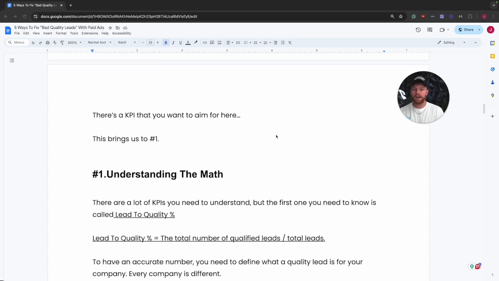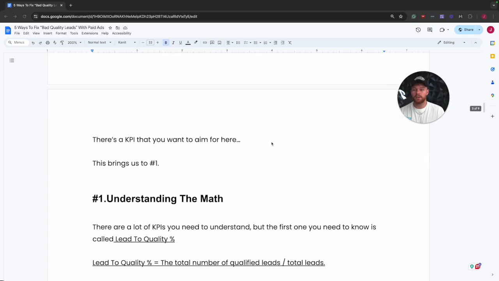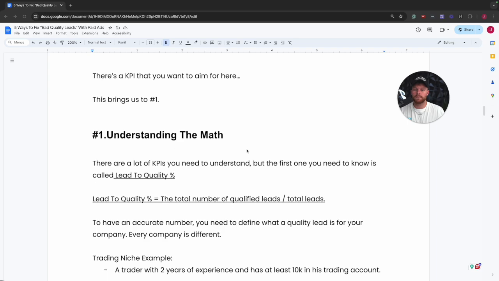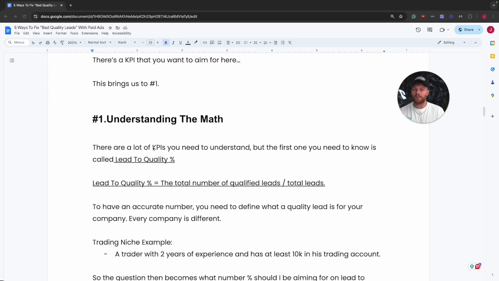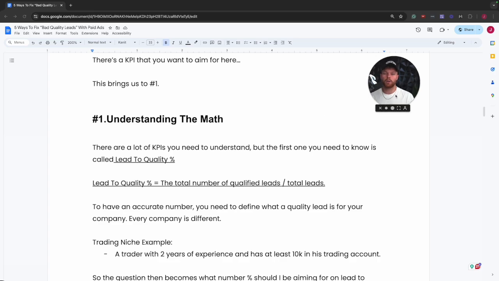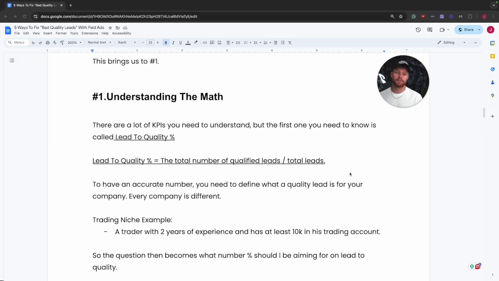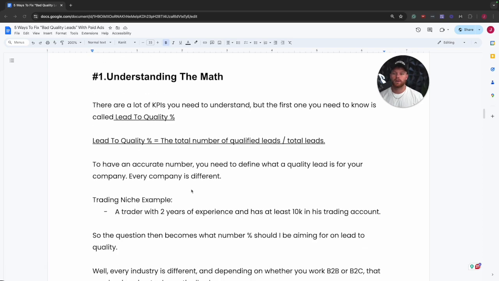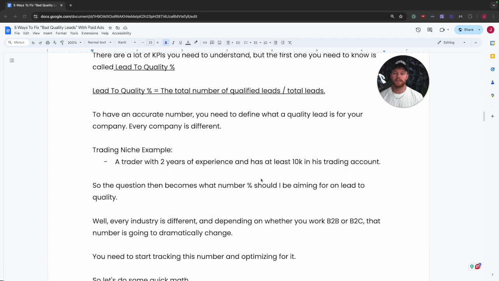So there's a KPI that you want to essentially aim for, which brings us into number one, which is understanding the math. There are a lot of KPIs that you need to understand when it comes to building your business, but the first thing when it comes to getting better quality leads is what we call the lead to quality percentage. We're just going to refer to this as LTQ as we go through this video, but the LTQ equals the total number of qualified leads divided by total leads, right? So to have an accurate number, you need to define what a quality lead is for your company.